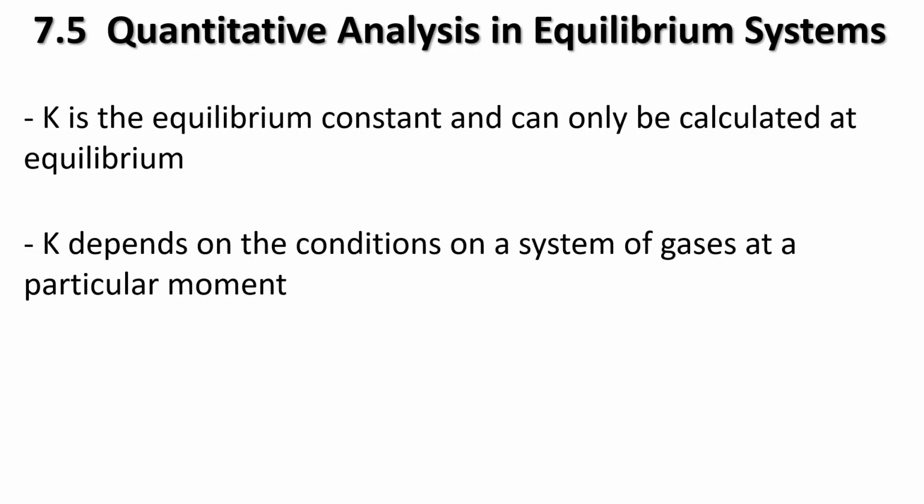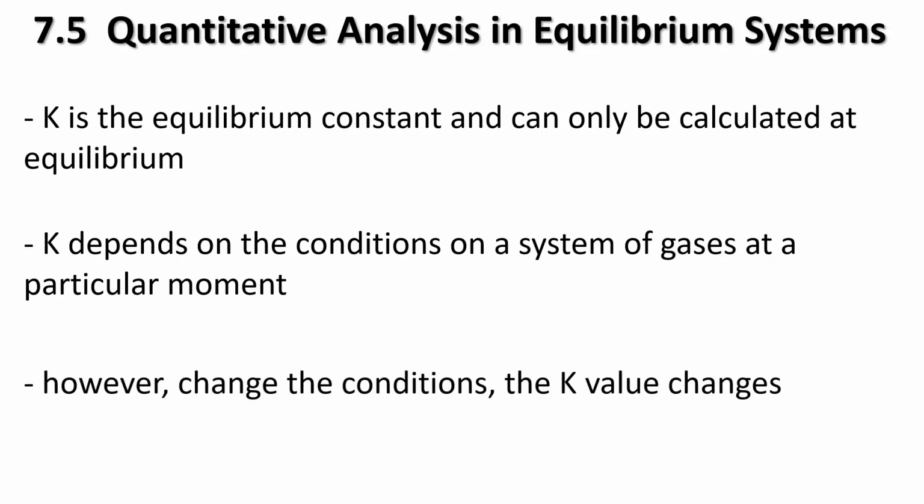And of course, K actually depends on the conditions of the system, which is a system of gases at a particular moment. But K can change if the conditions change. So even though K is calculable at equilibrium, it can change depending on the change of the system. So if you know the information at equilibrium, you can calculate K. Other than that, K will be given. Most systems will not be at equilibrium moving forward.